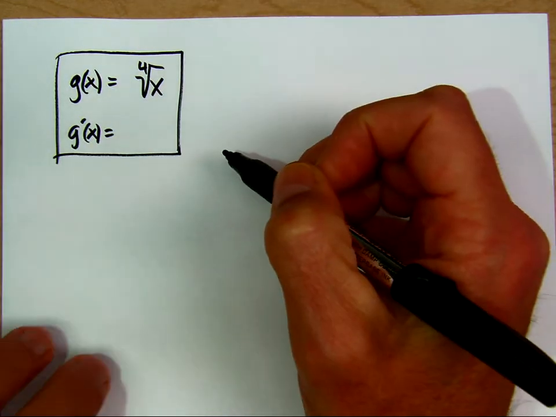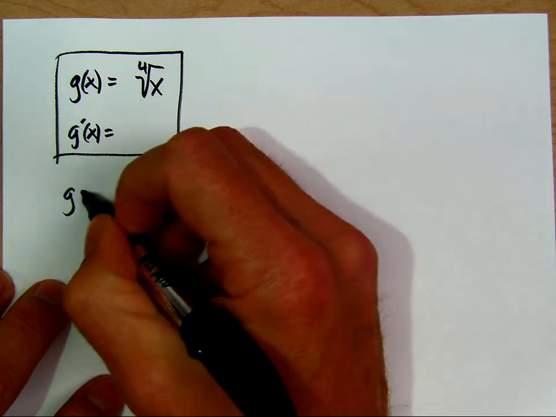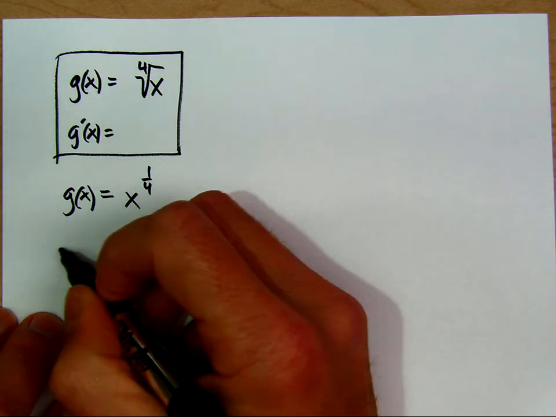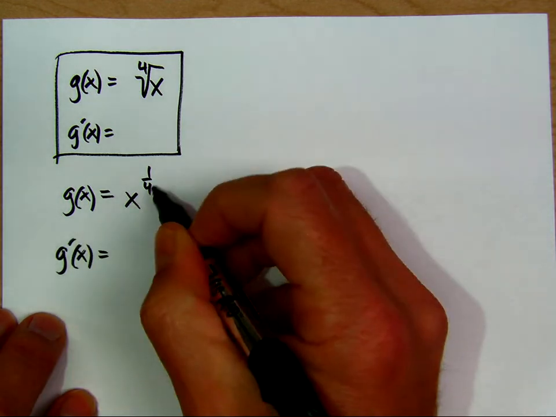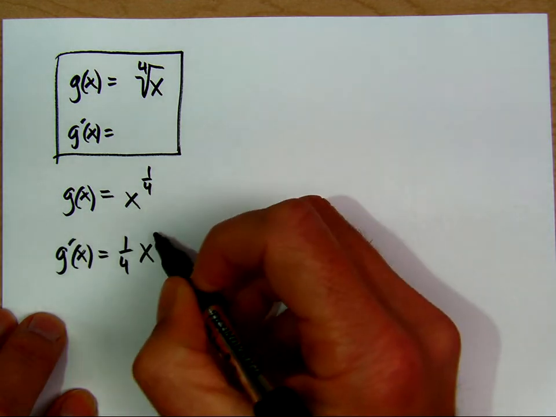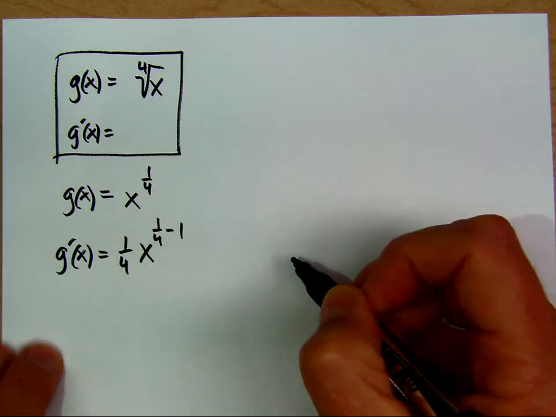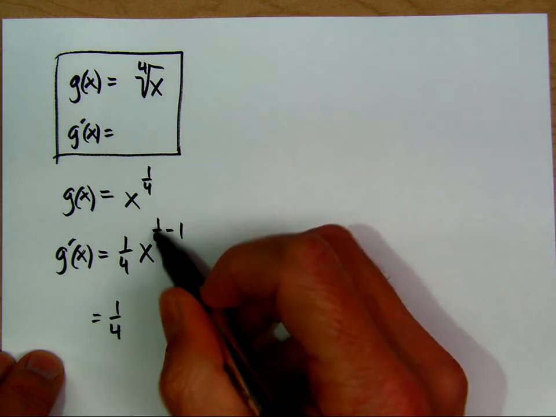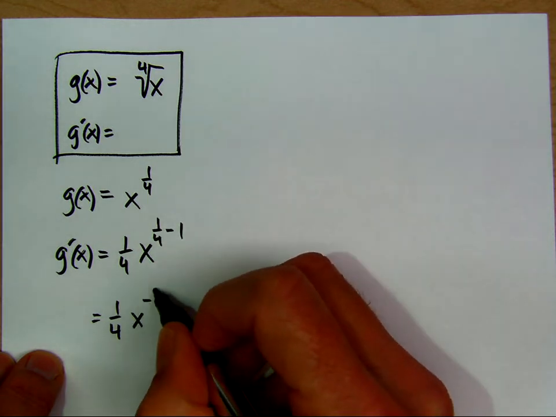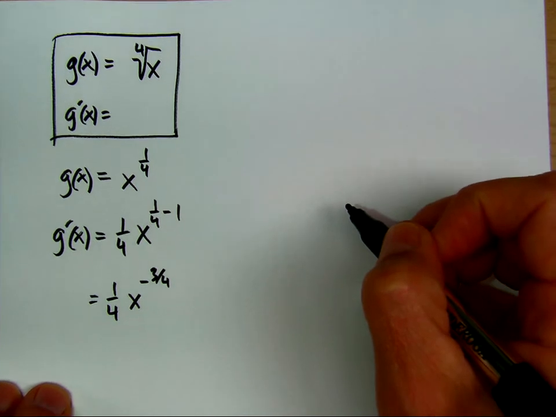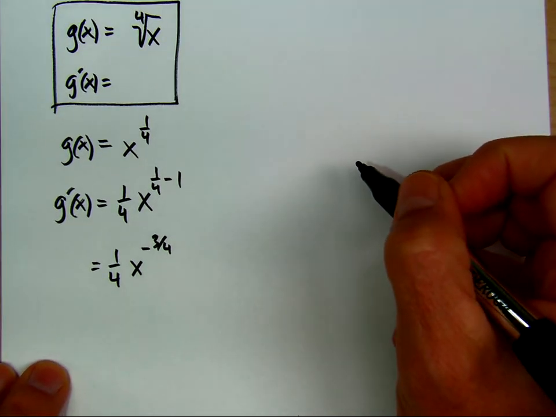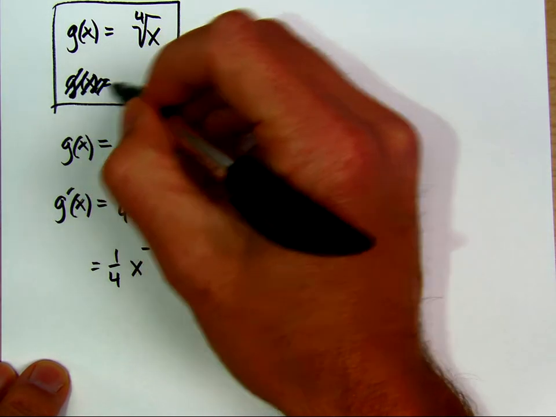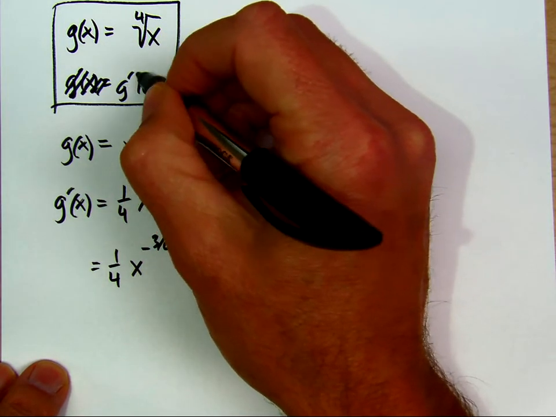And when we have a radical, let's rewrite that with a fractional exponent. Now we can use the power rule. Multiply by the exponent. Subtract 1 from the exponent, but that's 4 over 4. So 1 over 4 minus 4 over 4 is negative 3 over 4. And let's change this to g prime of 16.